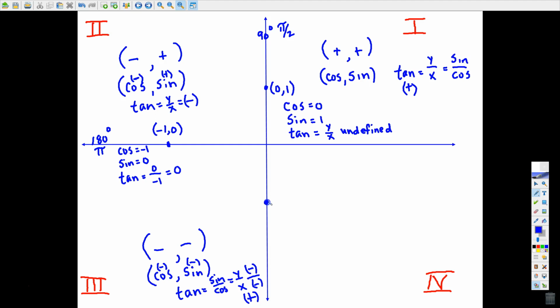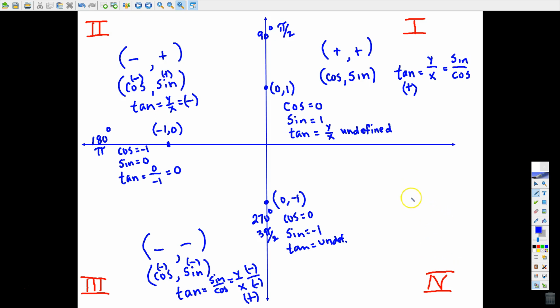So here we are at 0, -1. Okay, well once again cosine is 0 because it corresponds to the x coordinate. Sine is -1. Tangent once again is undefined because when you divide -1 by 0 you can't divide by 0. So tangent at 270 degrees, or 3 pi over 2, is undefined.